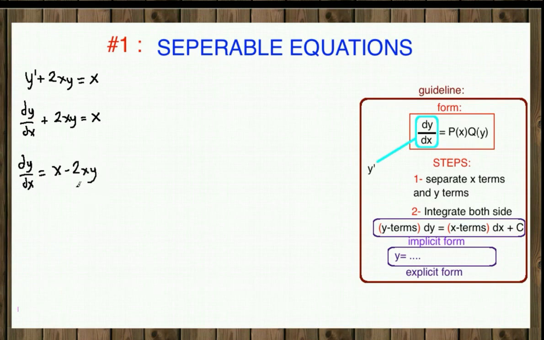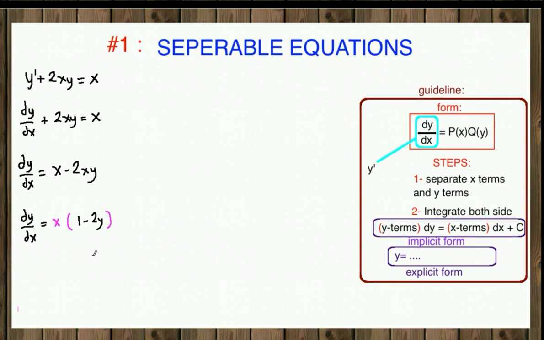Now we're going to factor out x and isolate each variable. dy/dx equals x times (1 minus 2y). If we take out x here, 1 is left. If we take out x here, negative 2y is left.